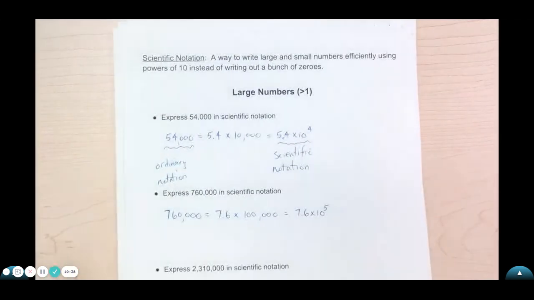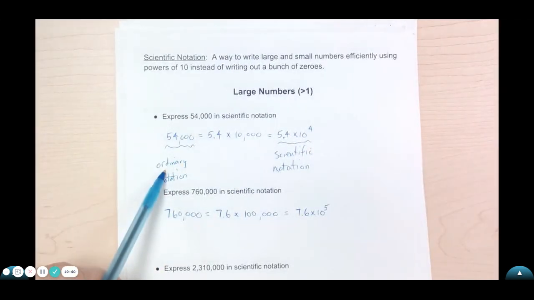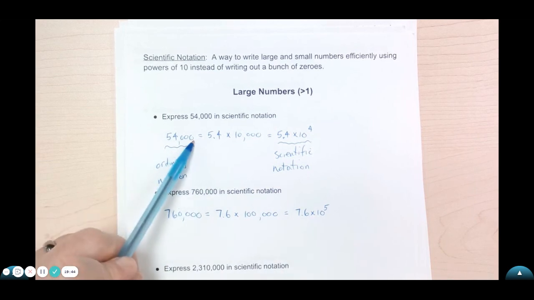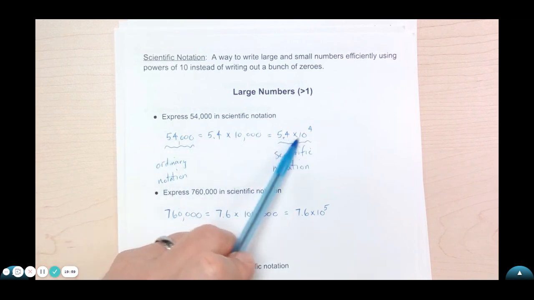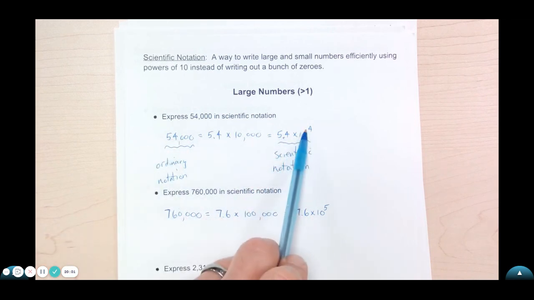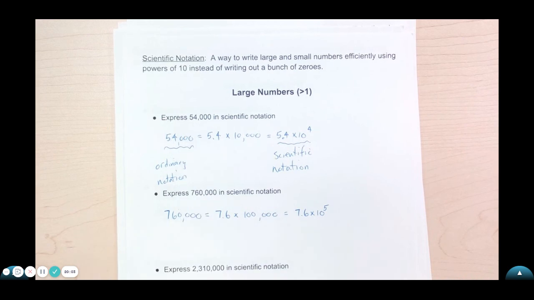To turn an ordinary notation number into scientific notation, the shortcut is think about how many times you have to move the decimal. In some cases it's an imaginary decimal, but still, how many times you have to move that decimal until you get to a number between 1 and 10. 1, 2, 3, 4 moves would do it here, so it's 5.4 times 10 to the fourth. Positive exponent because this was a big number, bigger than 1.